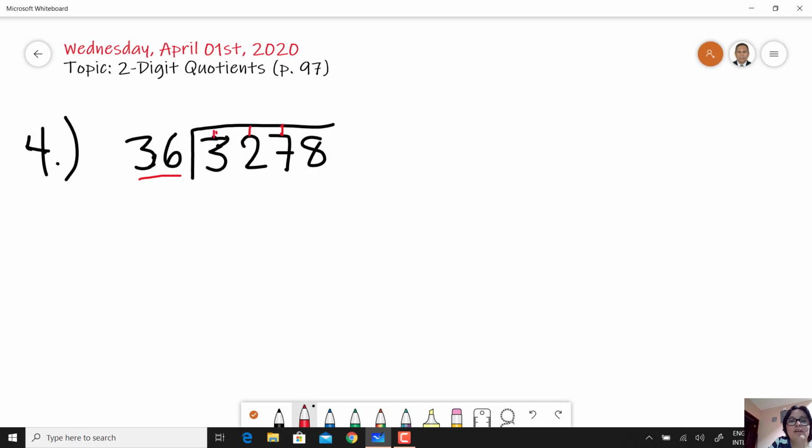So now we have 327 divided by 36. But we are going to use our trick. We are going to take only 3 from here, and from here, remember that if we have 3, better to use another number because it's the same. So we have to take 32. So we are going to start using number 9 because 9 times 3 is 27. It's the biggest number that we can use because in the quotient we can use only numbers from 1 to 9. So let's try with the biggest, 9.